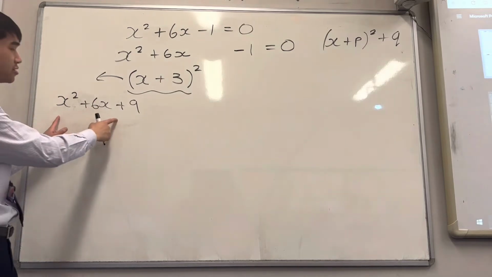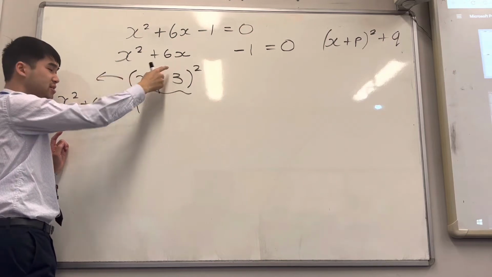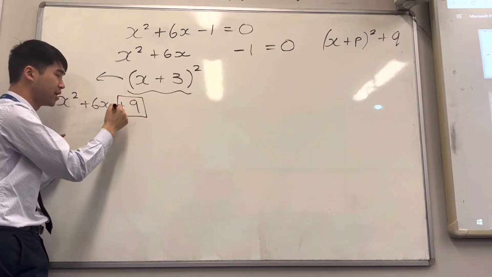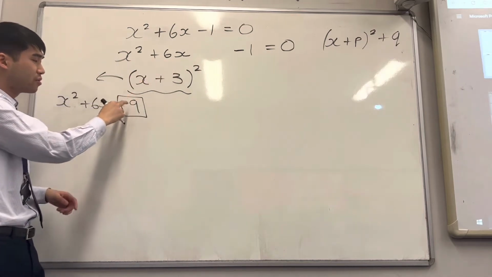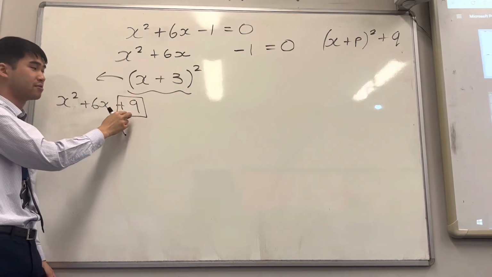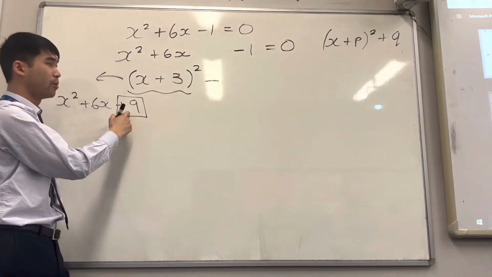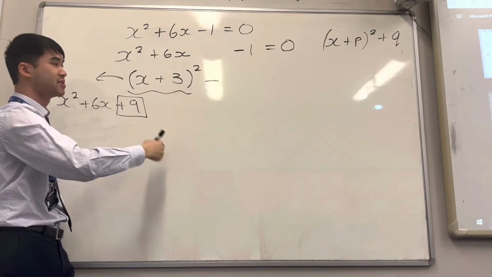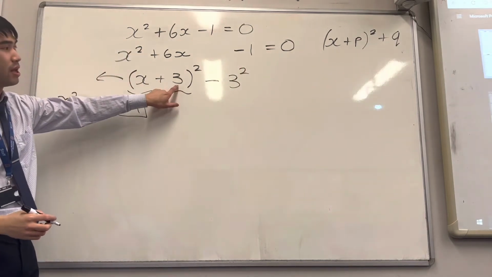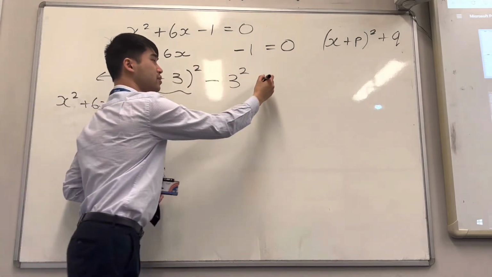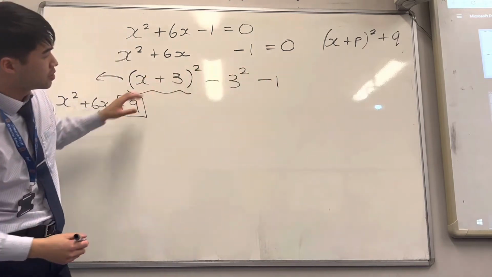Now, this is good. I like this. It looks like x squared plus 6x, but I've got this extra plus 9 here, which I don't want. I don't want to change this expression. So I'm going to take away this 9. Well, this 9 comes from this 3 squared, so I'm going to take away the 3 squared, like that. Okay. And then my minus 1 is still there. So my minus 1 stays there, and all this is still equal to 0.